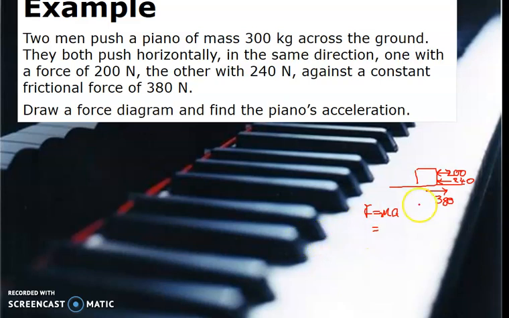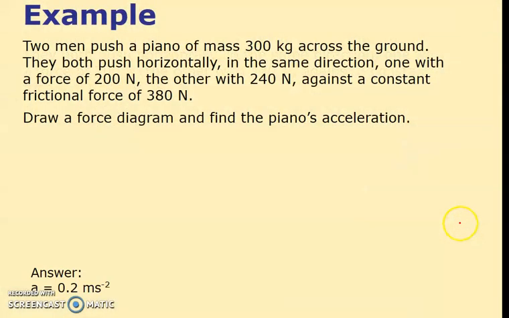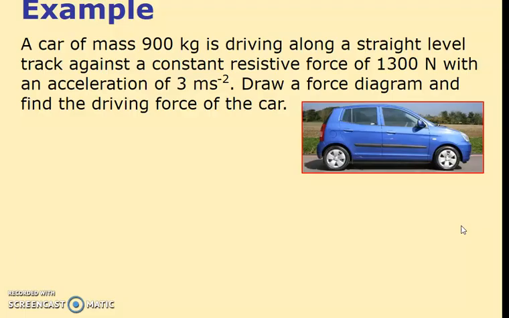Now, here we've got three forces acting, so you can see 440 going one way, 380 going that way. Effectively, I've only got 60 left. 440 to the left, 380, I've got 60 left pushing this way. Equals the mass. What was the mass? The mass was 300 times A. So 60 divided by the 300 equals the A, which is 0.2 meters per second squared. And there's the answer. Fantastic.